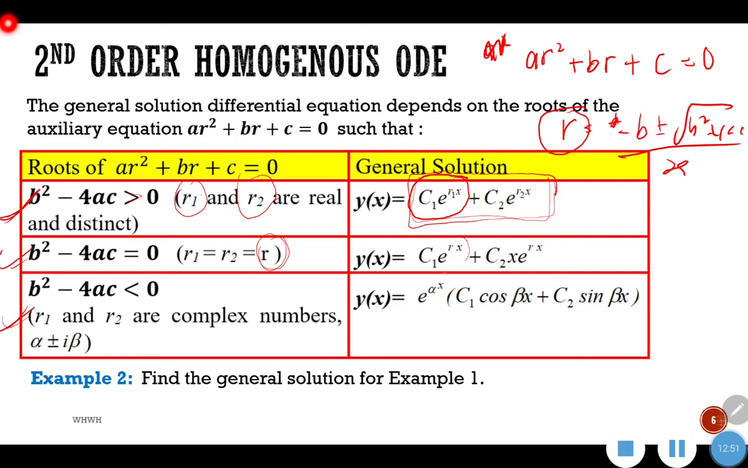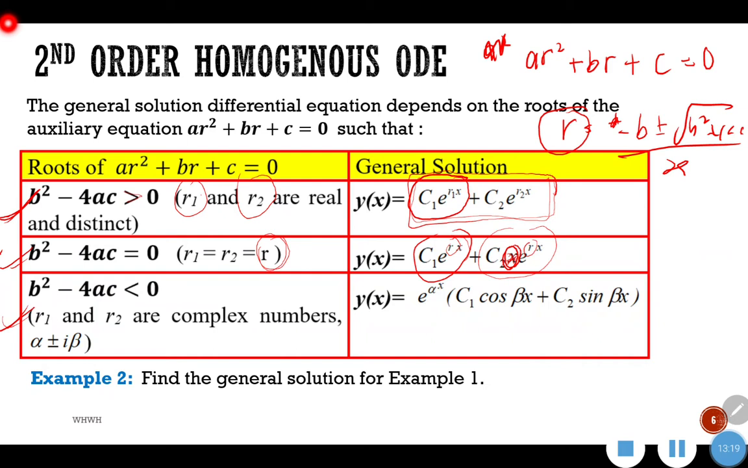Your y1 is c1 e to the power of rx, your y2 is c2 times x e to the power of rx, because r is the same, it cannot be the same. In order to make sure y1 is different from y2, we multiply y2 by x, so they're not linearly dependent, they are linearly independent because of this x.